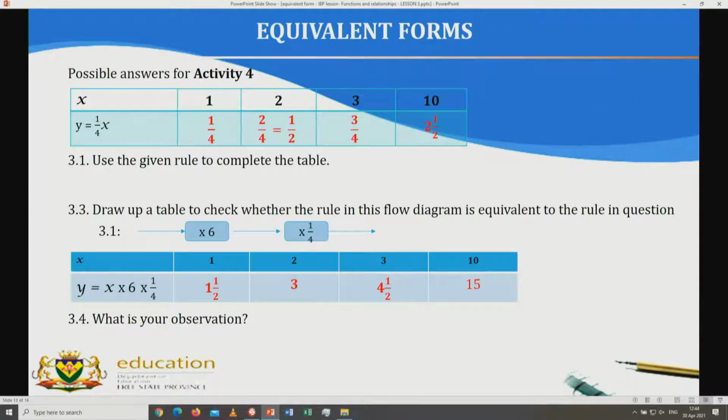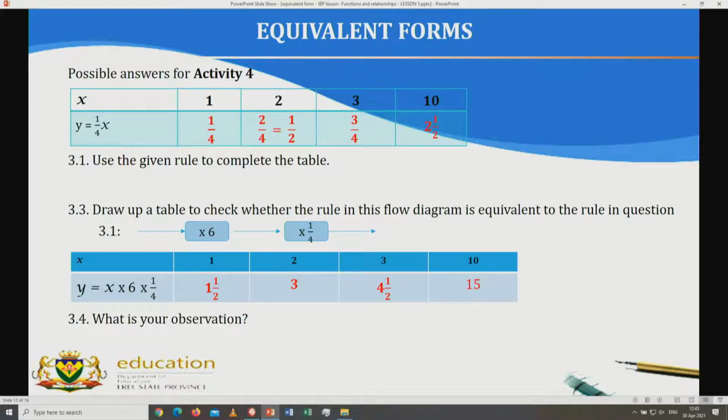Our answers will be like this. The first one, we have done it with you. We find that the values of y in the table are a quarter. 2 quarters in its simplest form is half, where the input value is 2. Where the input value is 3, then the output value is 3 quarters. Where the input value is 10, then the output value is 2 and a half. Now, the tables are complete.